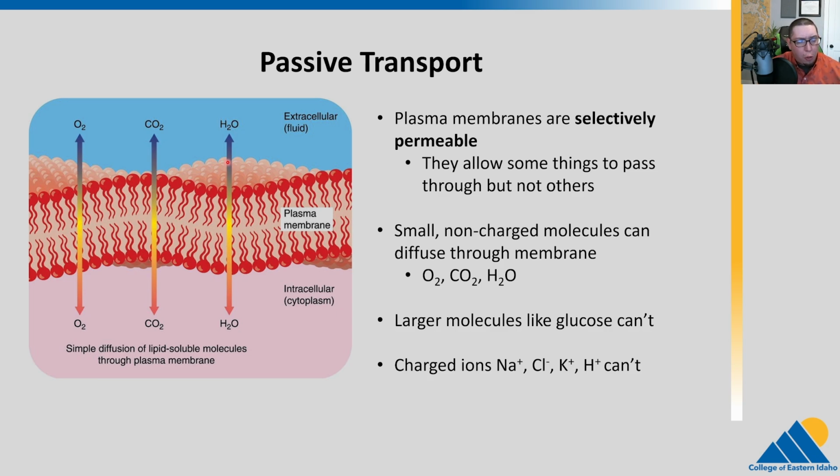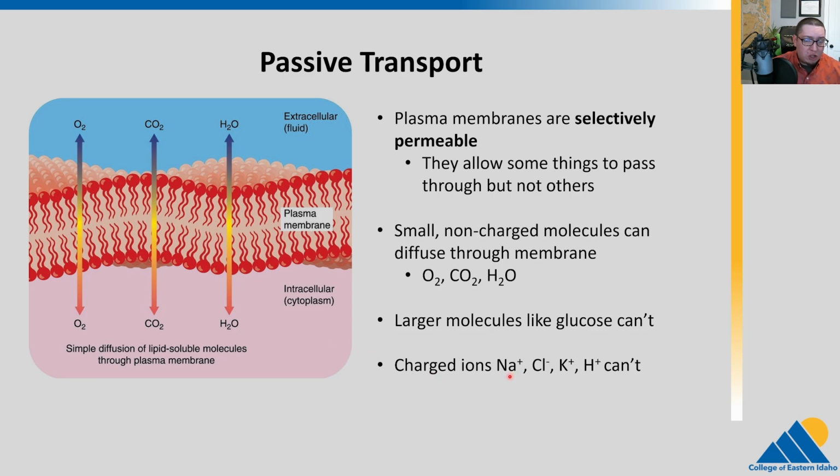So what can go through them? It's a pretty small list. We'll focus on some big ones here. Generally, small non-charged molecules can diffuse directly across the membrane. That would be something like oxygen, right? A gas, or CO2. Water can move directly across. But when we talk about larger molecules like glucose, they cannot move across the plasma membrane. So we're going to have another way of getting them inside the cell.